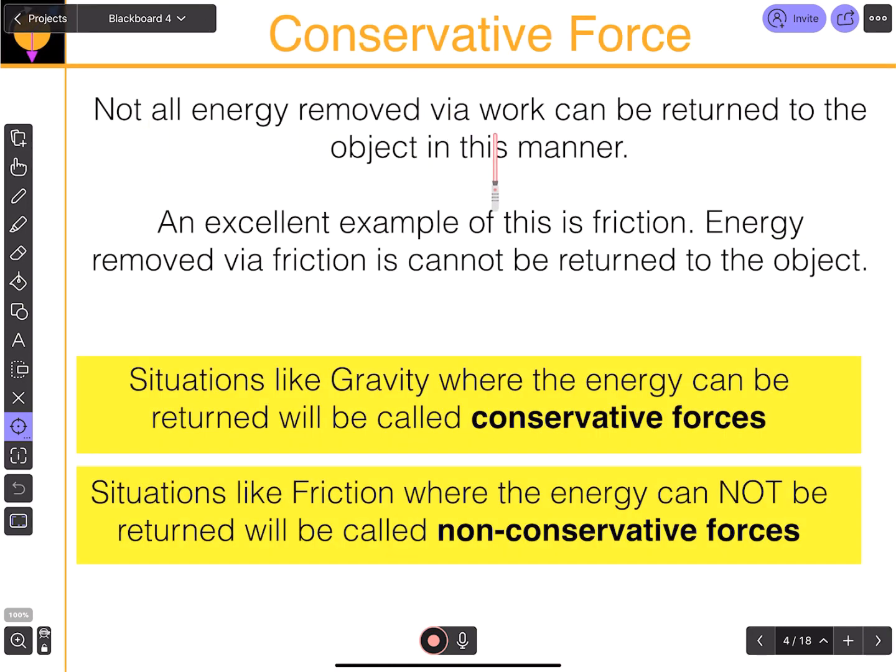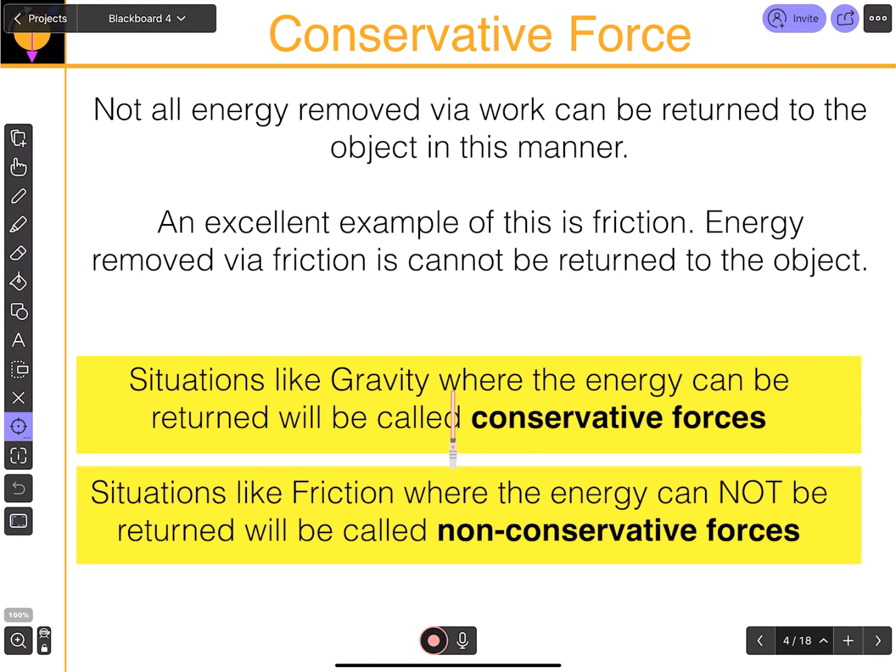Not all energy removed via work can be returned to the object in this manner. An excellent example of this is friction. If I have a box traveling to the right, friction takes energy out of it, and you can't return that back to the kinetic energy. That energy taken out of the box as it's slowing down, as it slides along the path, is lost to heating up the floor or making sound.